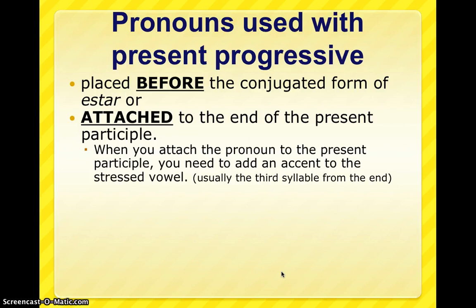If we attach it to the present participle, we have to remember to add an accent to the stressed vowel. And this is usually the third syllable from the end of our word. So let's look at an example. If we want to say, I am getting ready, and we're using the present progressive, we're really emphasizing that we're doing it right now. We know that the verb to get ready is arreglarse, so it's a reflexive verb.